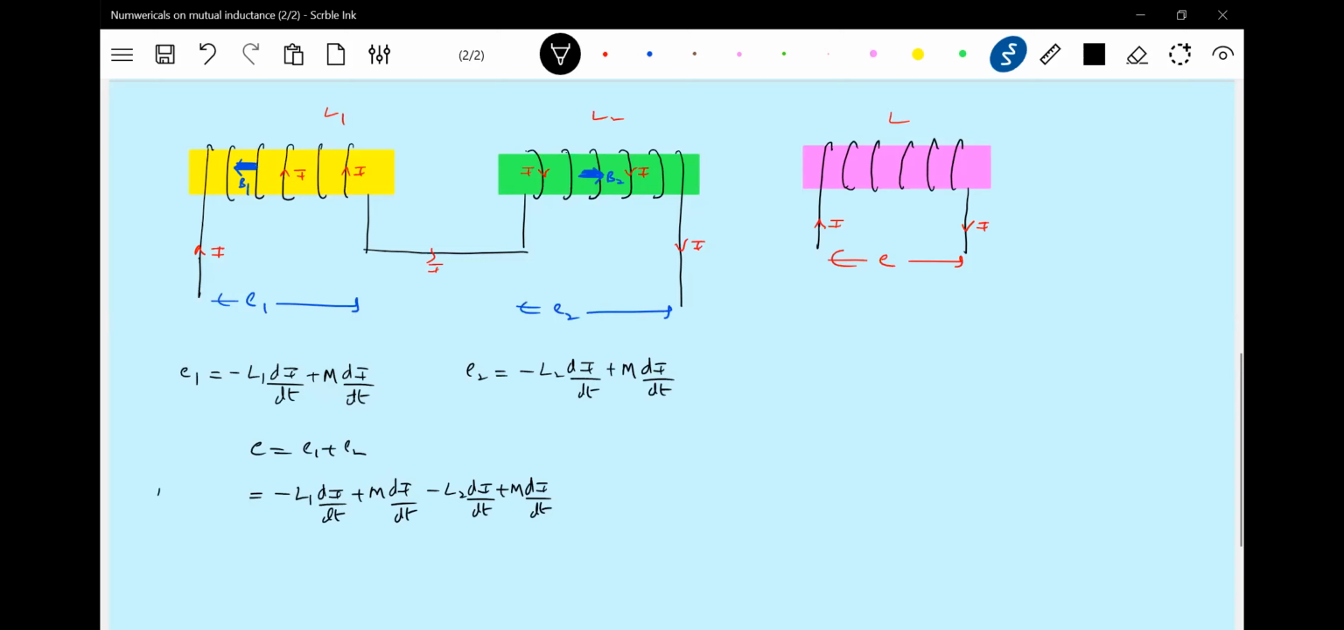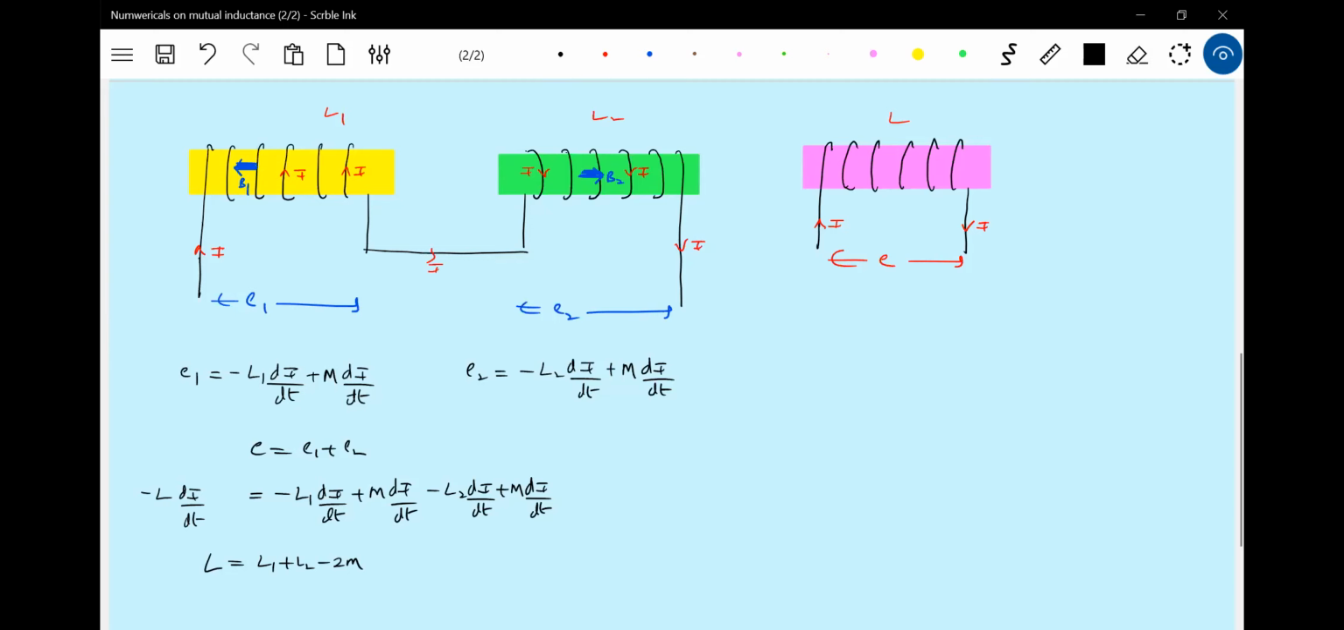This is equivalent to L di/dt. So L is equal to L1 plus L2 minus 2M. The way you connect, the self-inductance changes. When you connect two solenoids in series, what will be the self-inductance? It will vary from L1 plus L2 plus 2M to L1 plus L2 minus 2M.